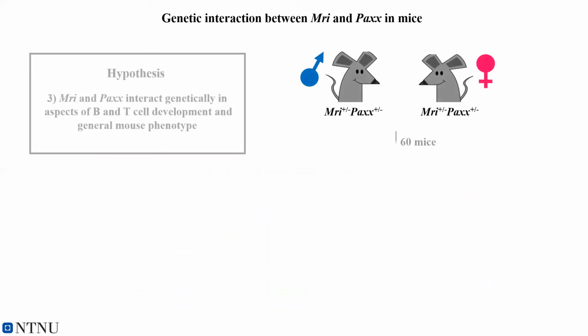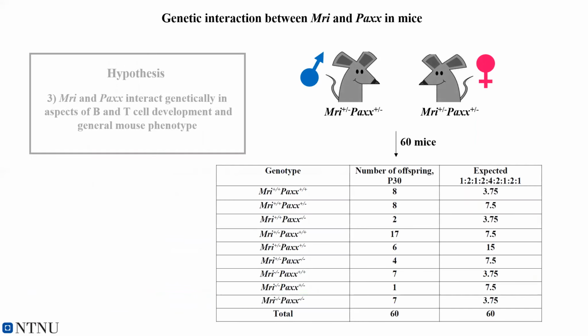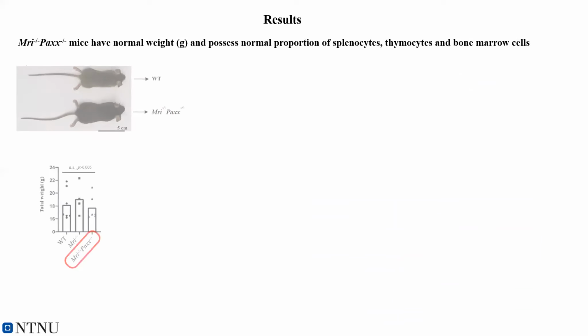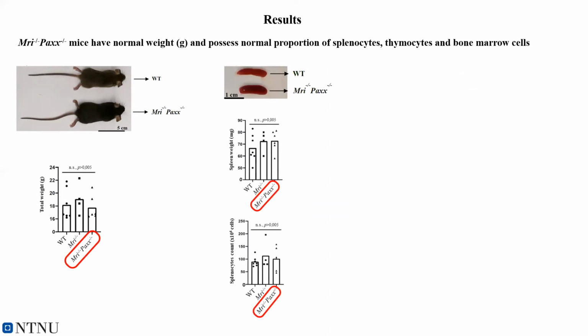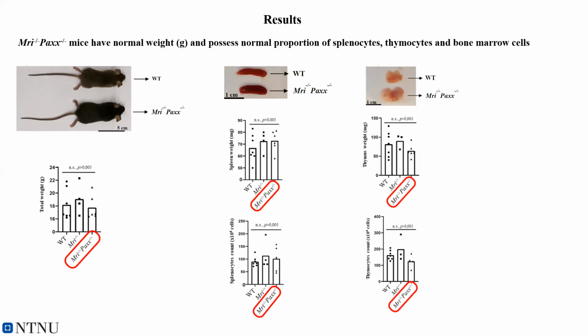In order to test my third hypothesis, I analyzed 60 mice that were generated from the parents that both were heterozygote for MRI and PAX genes. I found that MRI PAX deficient mice have normal weight and possess normal proportion of splenocytes, thymocytes, and bone marrow cells.